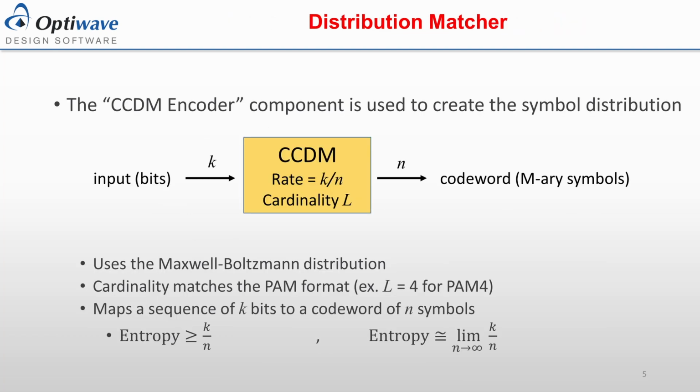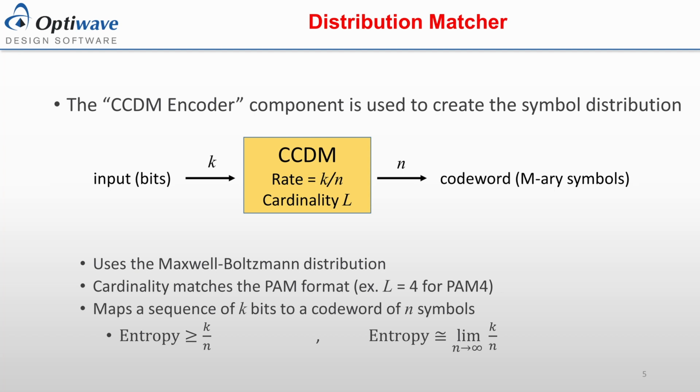Distribution matchers can be used to implement the probabilistic amplitude shaping technique. The CCDM encoder component in OptiSystem is used within the PAM PAS encoder to create code words with symbol occurrences determined through the Maxwell-Boltzmann distribution.